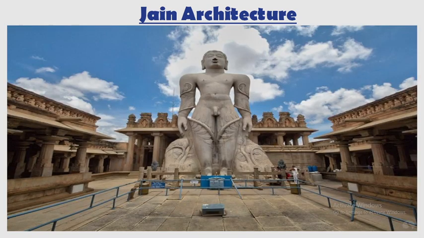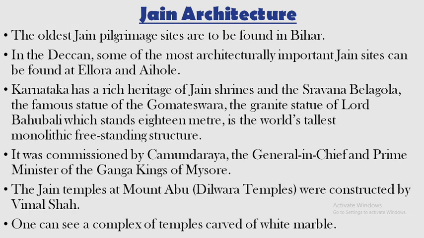See, this is the Gomateshwara. The granite statue of Lord Bahubali, which stands 18 meters, is the world's tallest monolithic freestanding structure. So it was commissioned by Chaundaraya, the General-in-Chief and Prime Minister of the Ganga Kings of Mysore. Gujarat and Rajasthan have been strongholds of Jainism since early times. The Jain temples at Mount Abu, the Dilwara temples, were constructed by Vimal Shah. One can see a complex of temples carved of white marble. The temples are famous for their unique patterns on the ceilings and graceful brackets along the dome ceiling.